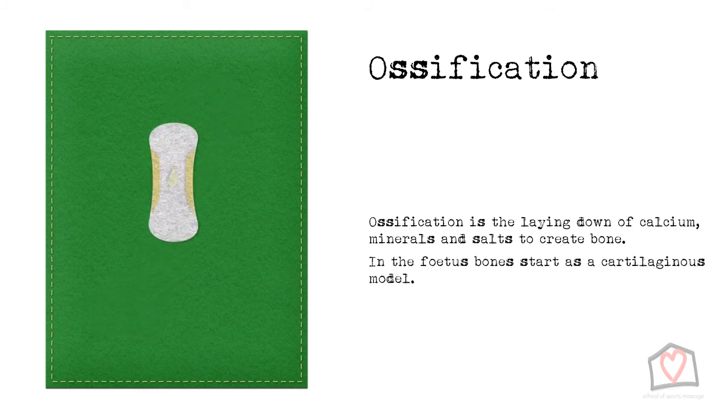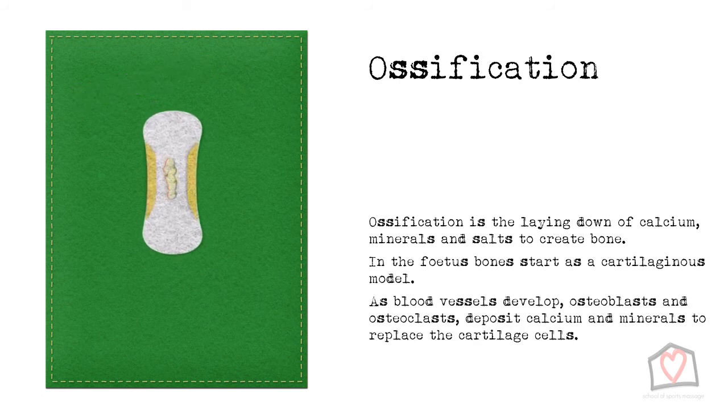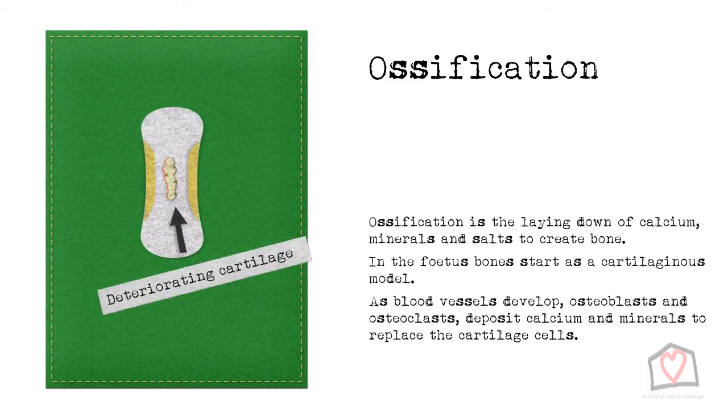In the fetus, bones start out primarily as a cartilaginous model. As blood vessels start to develop, osteoblasts and osteoclasts get to work, depositing calcium and minerals to replace the cartilage cells. This process is referred to as endochondral formation. Flat bones develop in a similar way, except that they originate from a membranous structure, and the process is referred to as intramembranous bone formation.